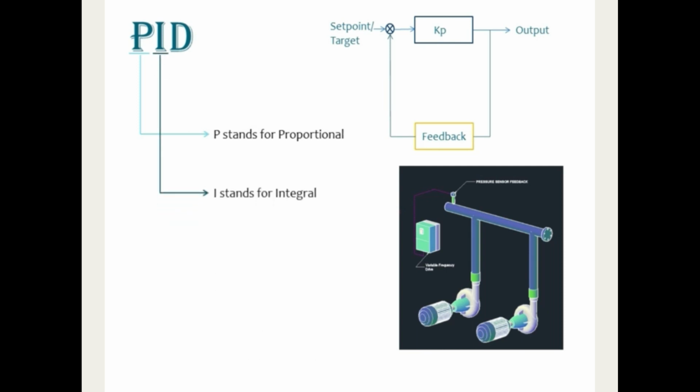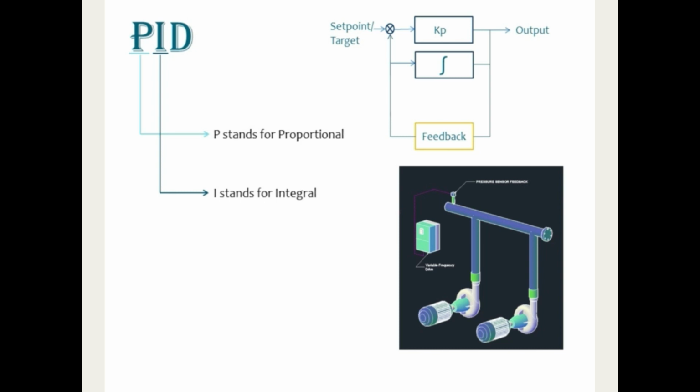Next is I, integral. In P, which is proportional, we get information about the difference or error value, which we can visualize by an example. If our set point is 4 bar and feedback is 3 bars, so the difference is 1 bar. To improve the output, VFD will raise the motor speed. But here one component is missing, which is how fast or how slow should I increase the RPM. That's the job of integral.